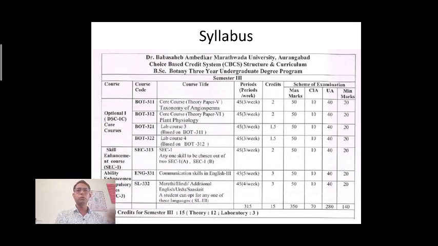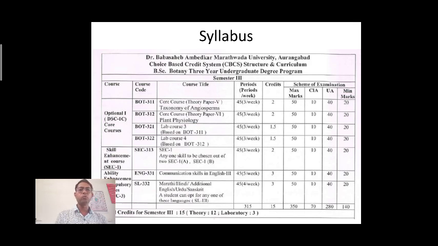Now looking at the lectures or periods per week, 45 periods per week are given to all these courses, and for credits, you can see the first two core courses have 2 credits, then 1.5 credits are given to the practical, and again 2 credits are given to the skill enhancement course, and 3 credits each are given to the languages.